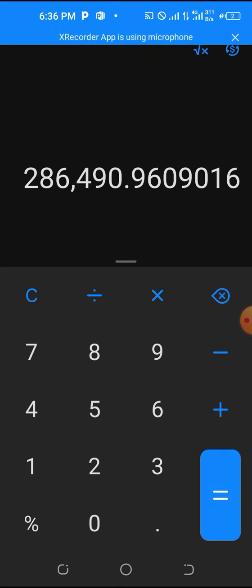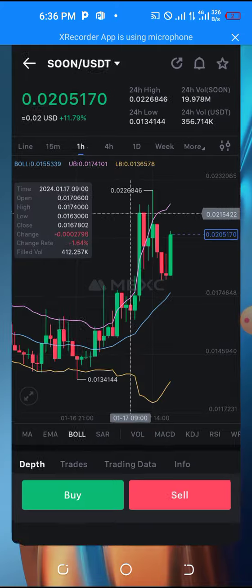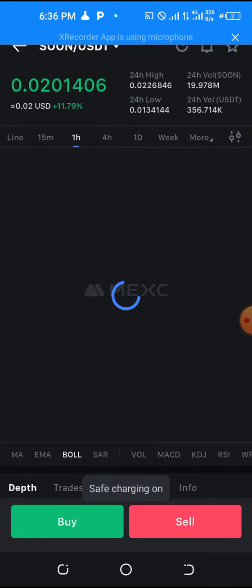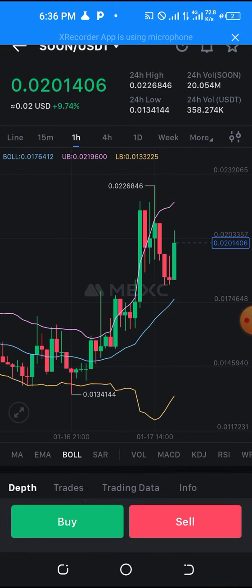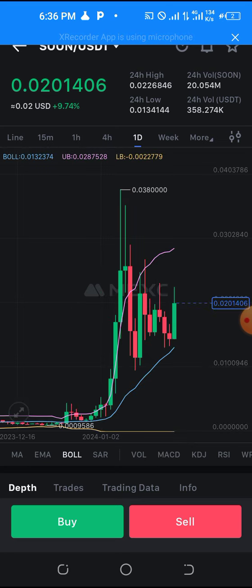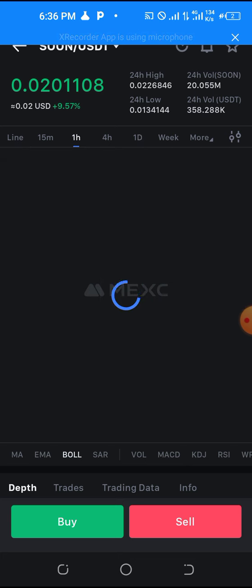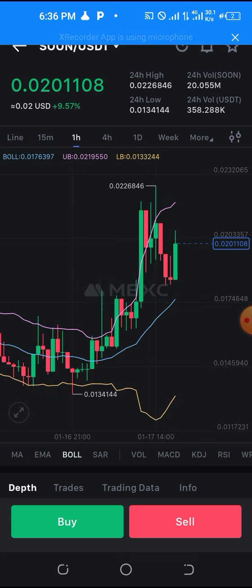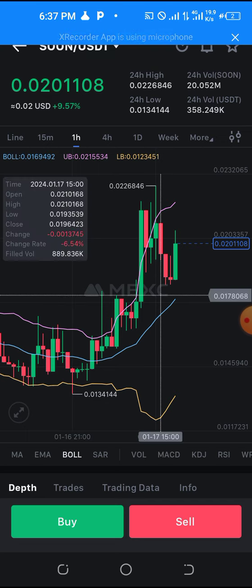286,000, almost 300,000 from just trading with $20 alone. So this is powerful. It's not rocket science. It's so practical. Now, you need to understand that all these candles took 1 hour to form. So before you know it, the candle will begin to drop, because by the time it gets to the overbought region, it will begin to come down. So you may make more than that amount depending on the amount you are using to buy.